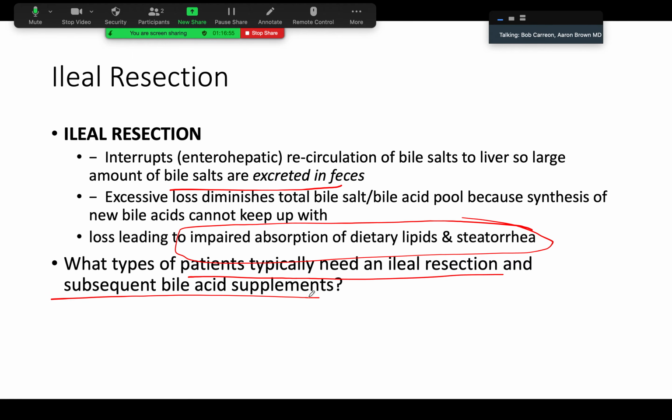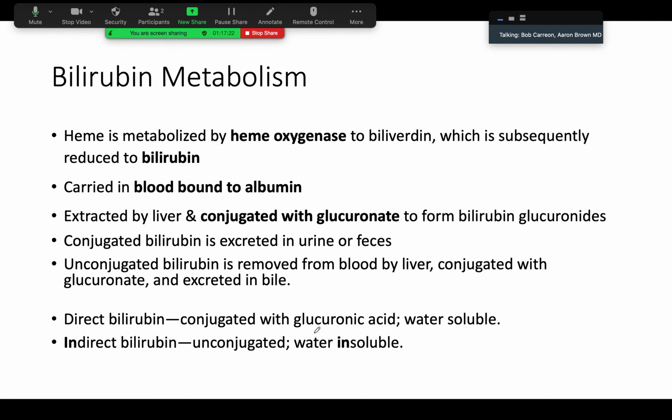Okay, so in malabsorption syndrome, could you be a little more specific? Good, yeah, so our inflammatory bowel diseases, especially Crohn's disease, ileal resection may be called for in those cases. Yep, absolutely, very good.